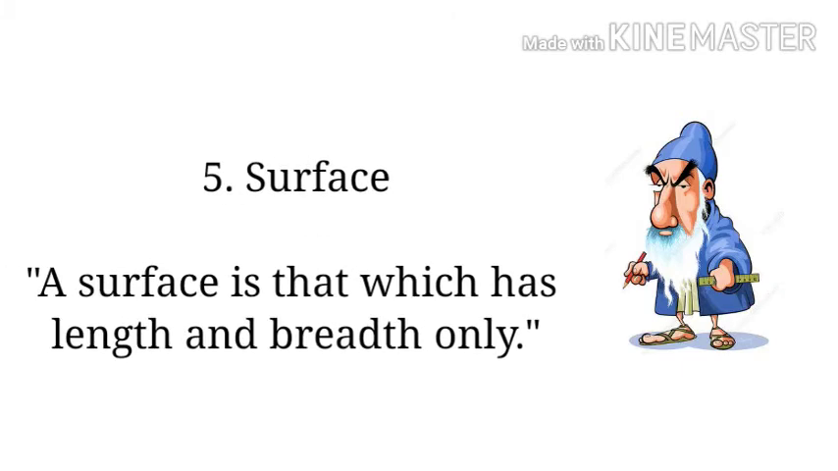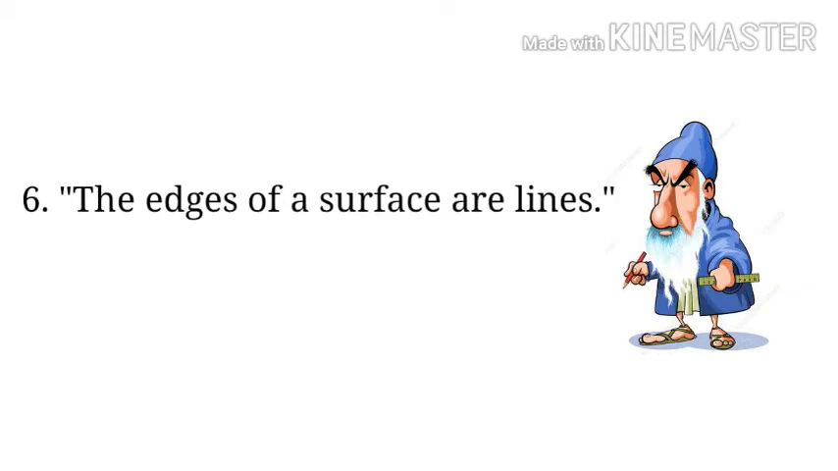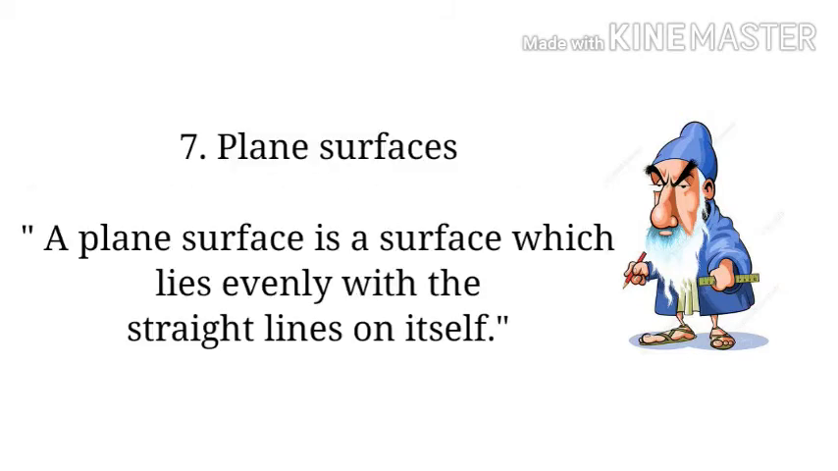Fifth one, a surface. A surface is that which has length and breadth only. For example, the screen right now, your screen which you are seeing right now is a surface. It has both length and a breadth. Thus, surface is a two-dimensional geometrical element. Also, just like how the ends of a line were points, the edges of the surface are called lines. Lastly, a plane surface. A plane surface is a surface which lies evenly with the straight lines on itself.